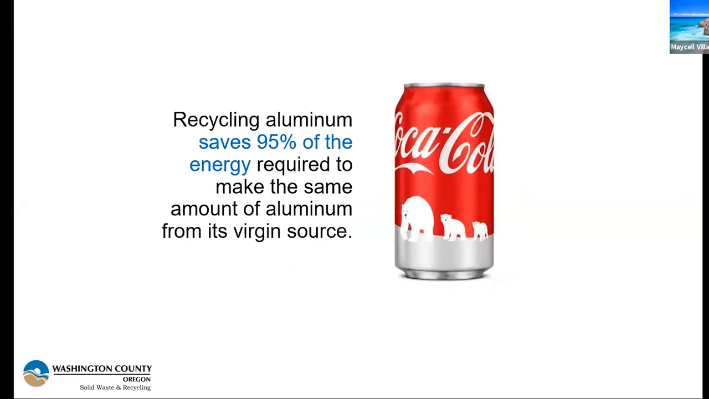And you should feel good. Recycling saves natural resources and energy. Let's look at some examples, and we'll start with aluminum. Recycling of aluminum cans saves 95% of the energy required to make the same amount of aluminum from its virgin source. And it reduces the destruction of natural areas from mining for bauxite to produce those virgin materials.